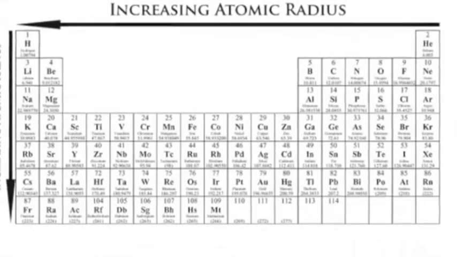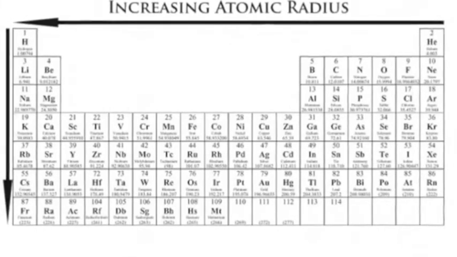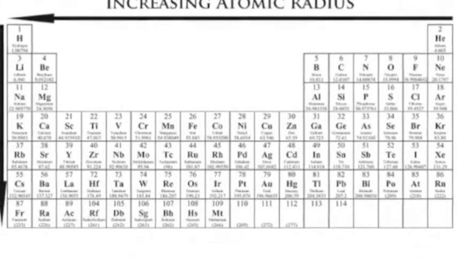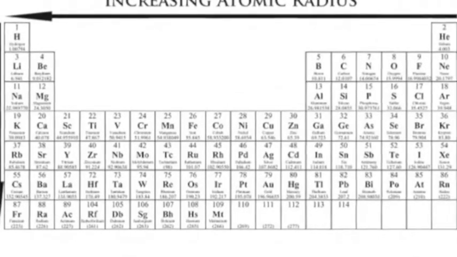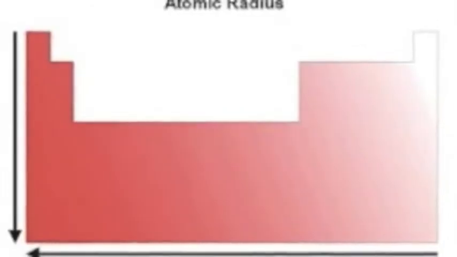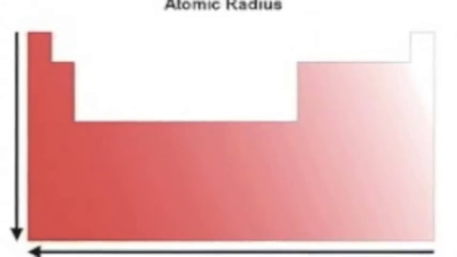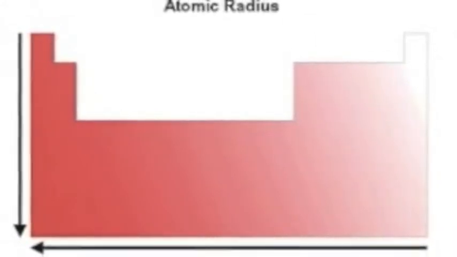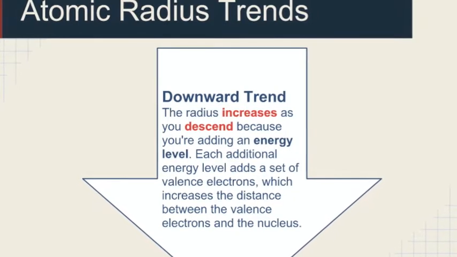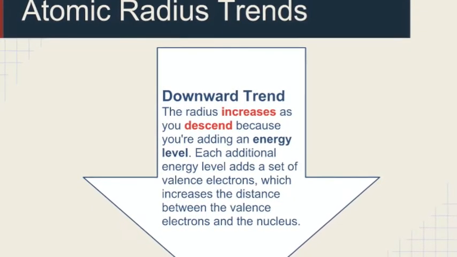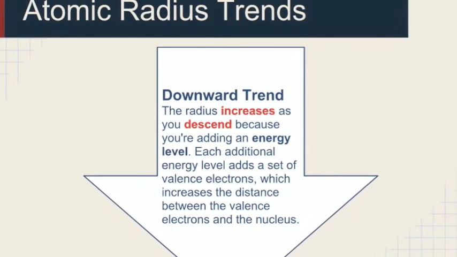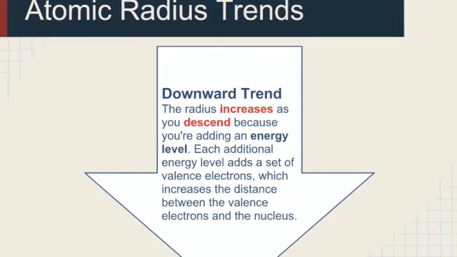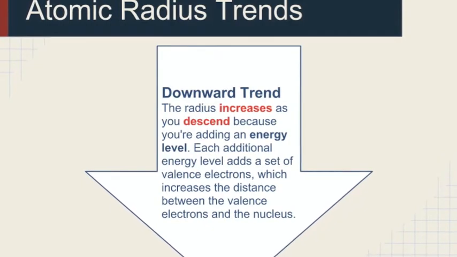Again, atomic radius increases as you descend the periodic table and as you move right to left across the periodic table. The radius increases as you descend because you're adding an energy level. Each additional energy level adds a set of valence electrons, which increases the distance between the valence electrons and the nucleus.